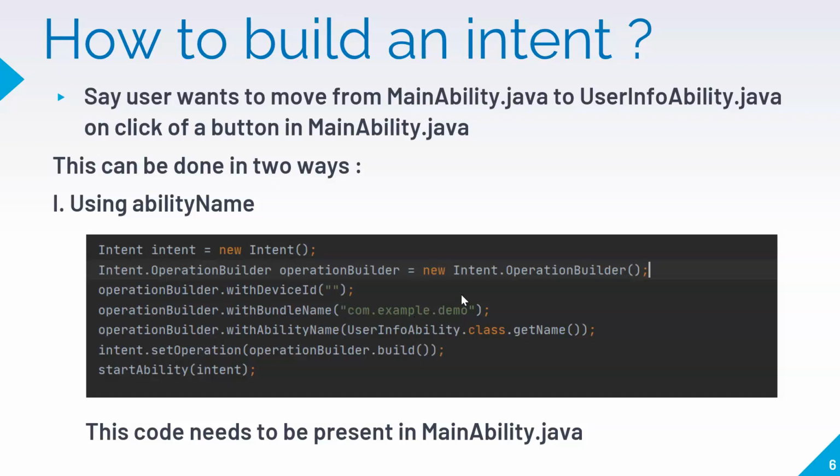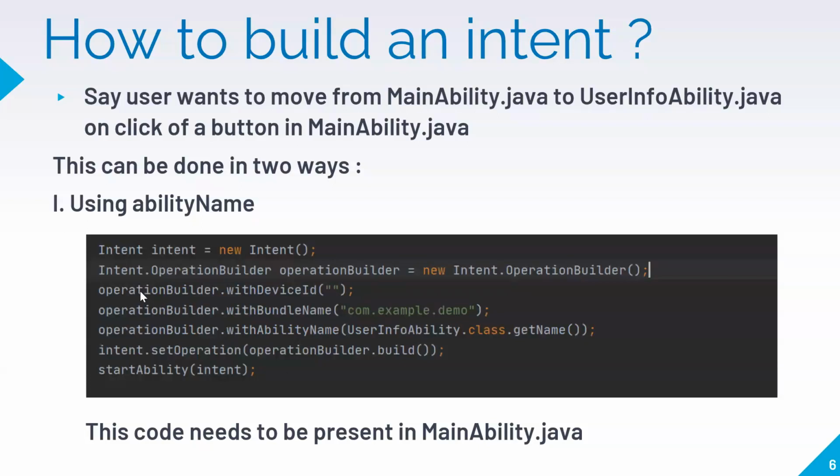Bundle name is nothing but your package name where your target ability is residing. That is the user info ability, not the main ability. Make sure you're calling the target ability. Okay. Now with ability name, since it is an explicit call, you need to do this with the ability name, that is UserInfoAbility.class.getName. That will give a string with the total canonical name, or the proper name, of your class or your target ability.